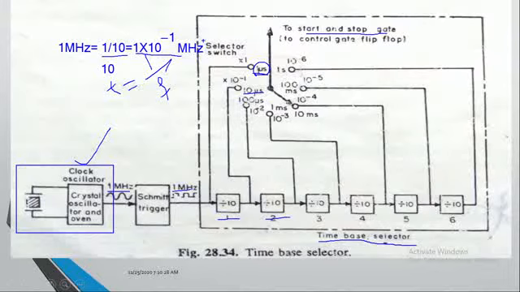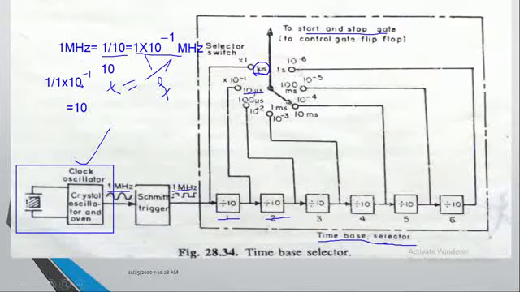If you take the reciprocal of this, 1 by 1 into 10 to the power of minus 1 becomes 10, but this frequency was in the denominator, no?